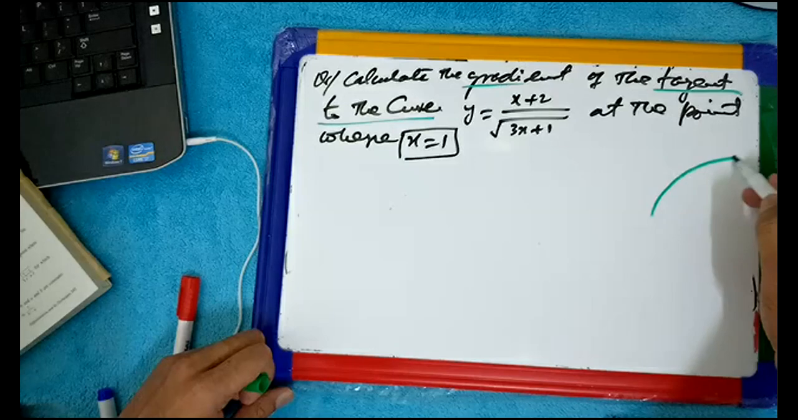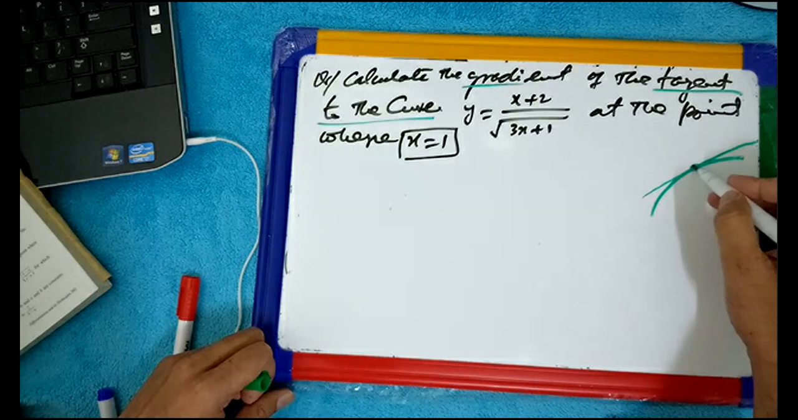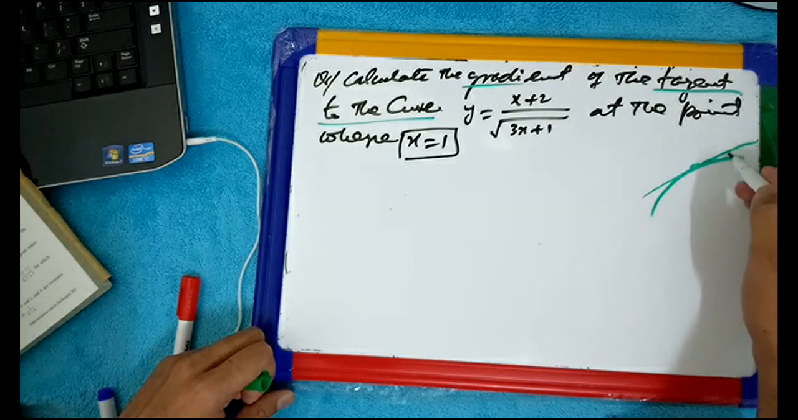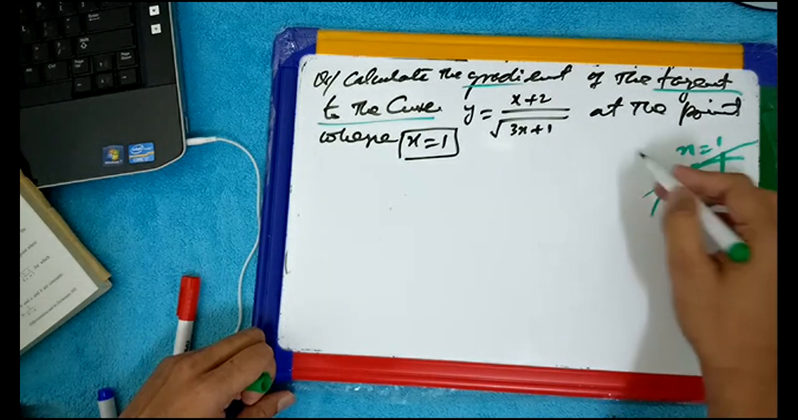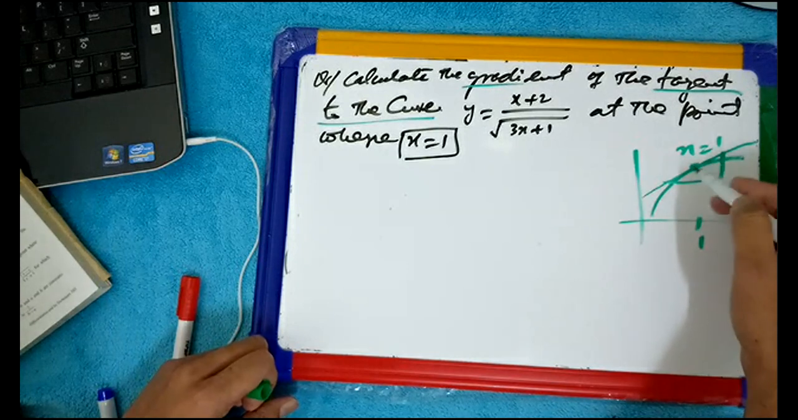It means the curve is this, and the tangent is this. The tangent is the line which touches the curve at any one point. So you will find the gradient at this point, x is equal to 1. Suppose this is x is equal to 1, right? So you are finding the gradient at x is equal to 1.